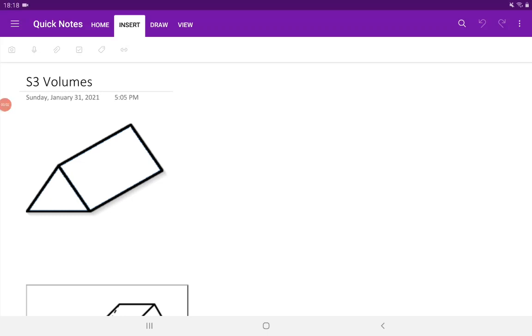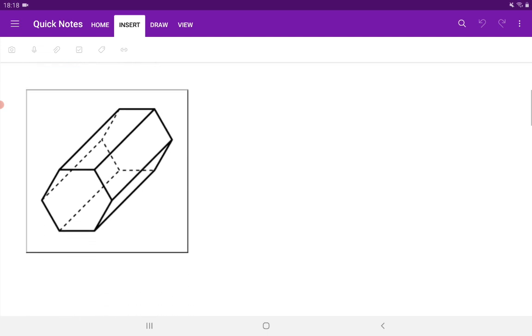Okay folks, we're going to carry on looking at volumes this week. Last week obviously we were just looking at cuboids, cubes and cylinders. And we're going to take it on a little bit further this week. Okay, so we're going to look at three different types of shapes really.